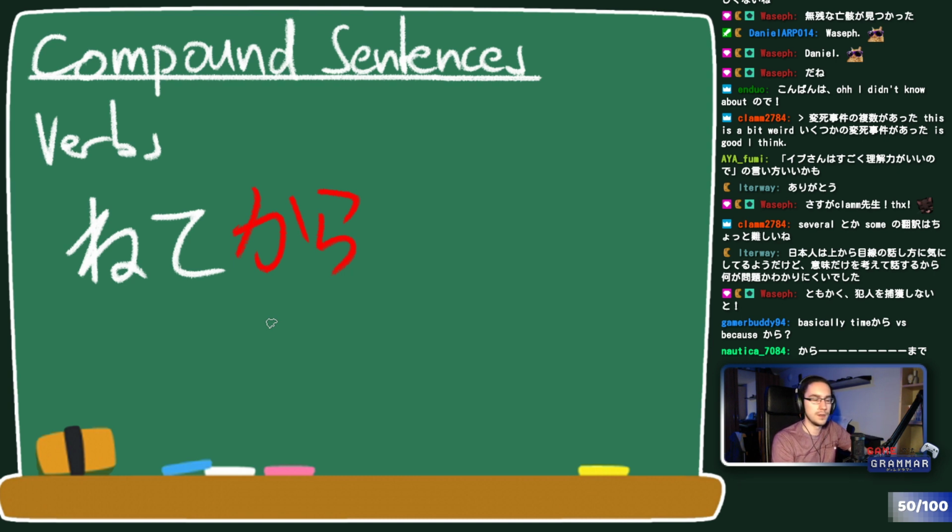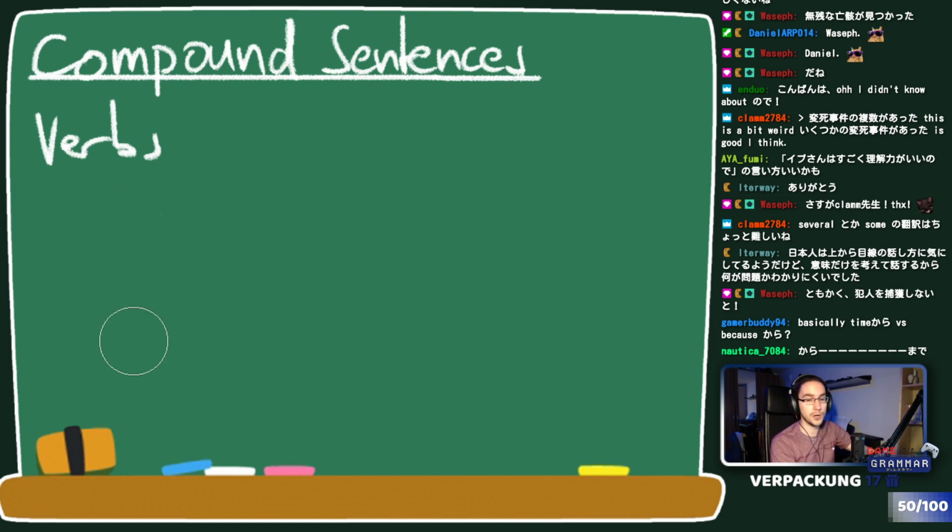So sorry for the noise. If you have te kara, it means after that action. But if it's a sentence ending conjugation, like a past tense or dictionary form, then it means because of that action.